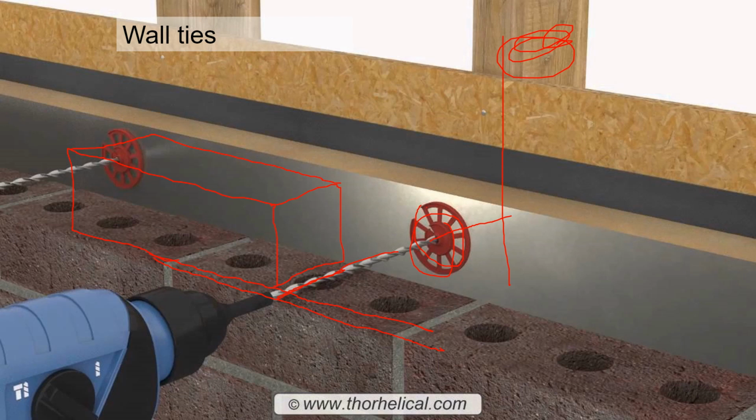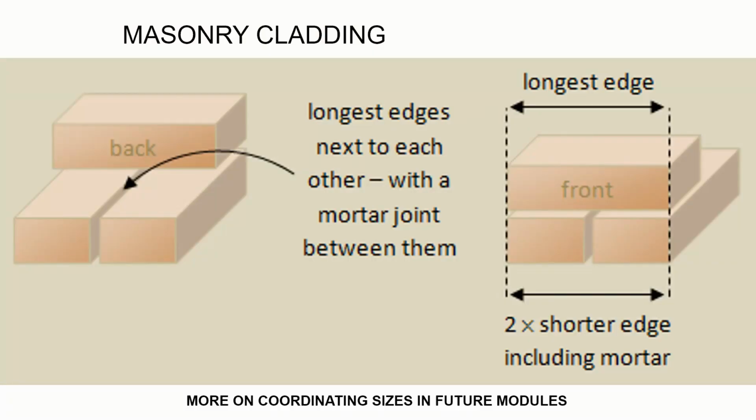And the number of these wall ties and their frequency is dependent on how exposed the building is. So if it's a building in a very exposed location, we'd have more wall ties. If it's not so exposed, we would have less. And that's to do with wind hitting the face of the building.